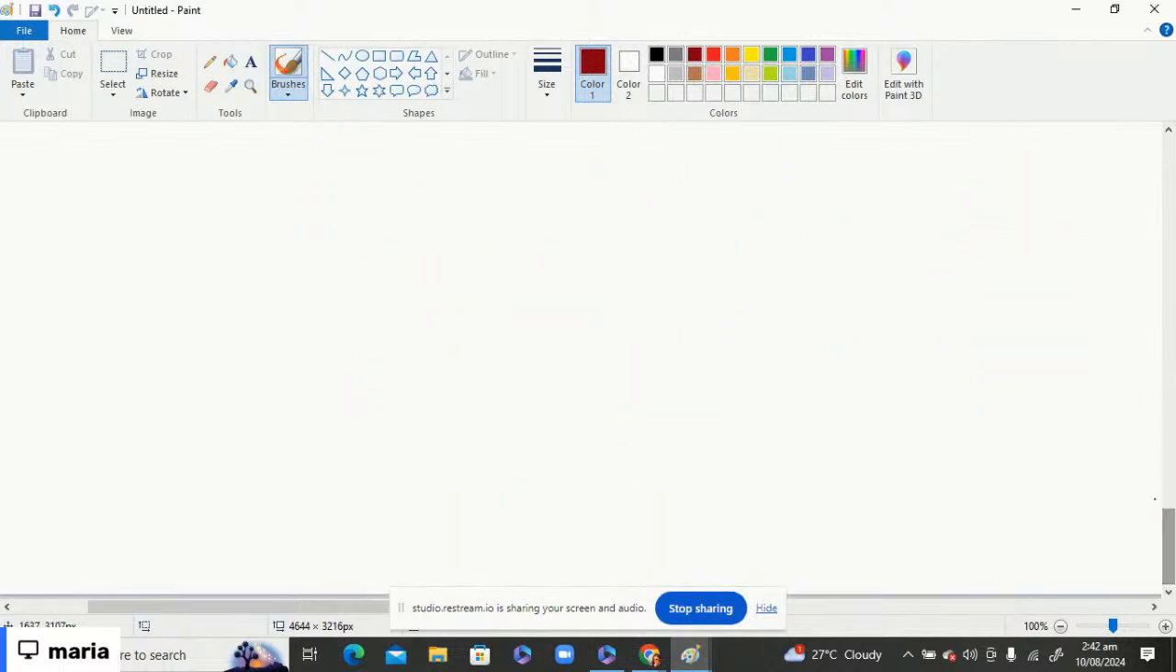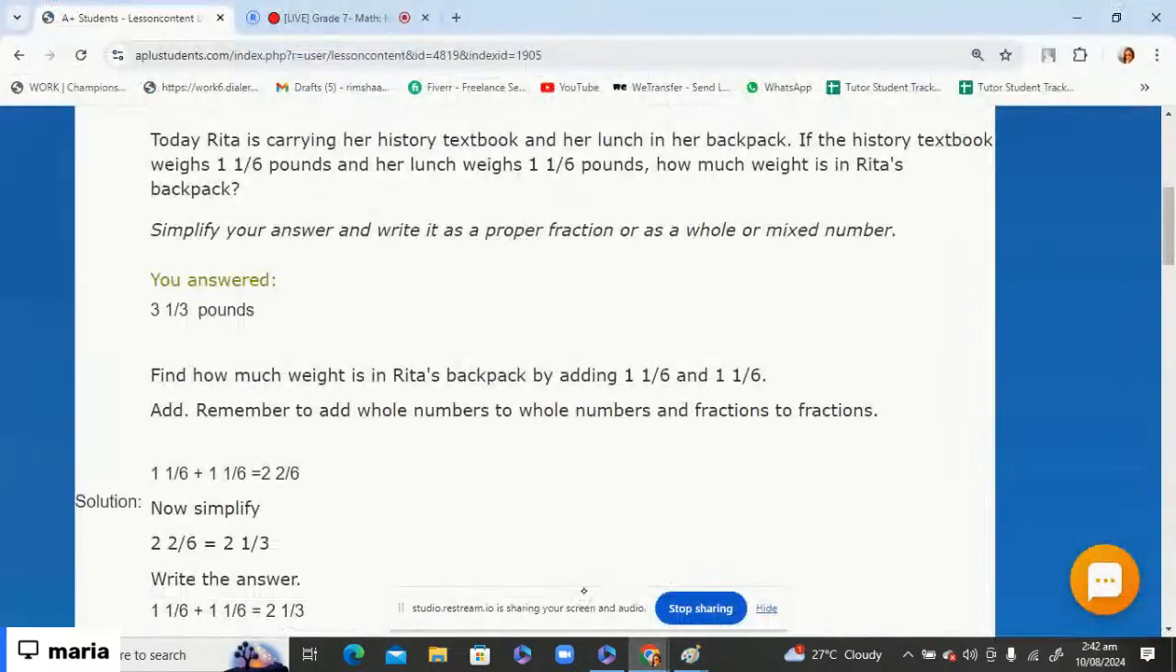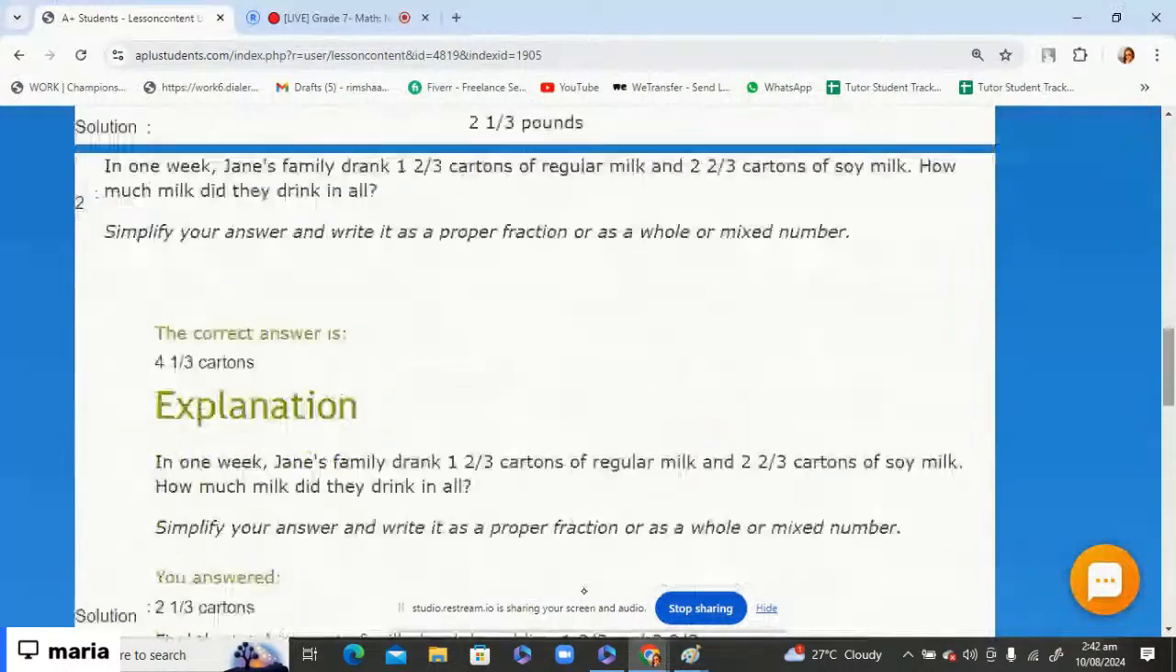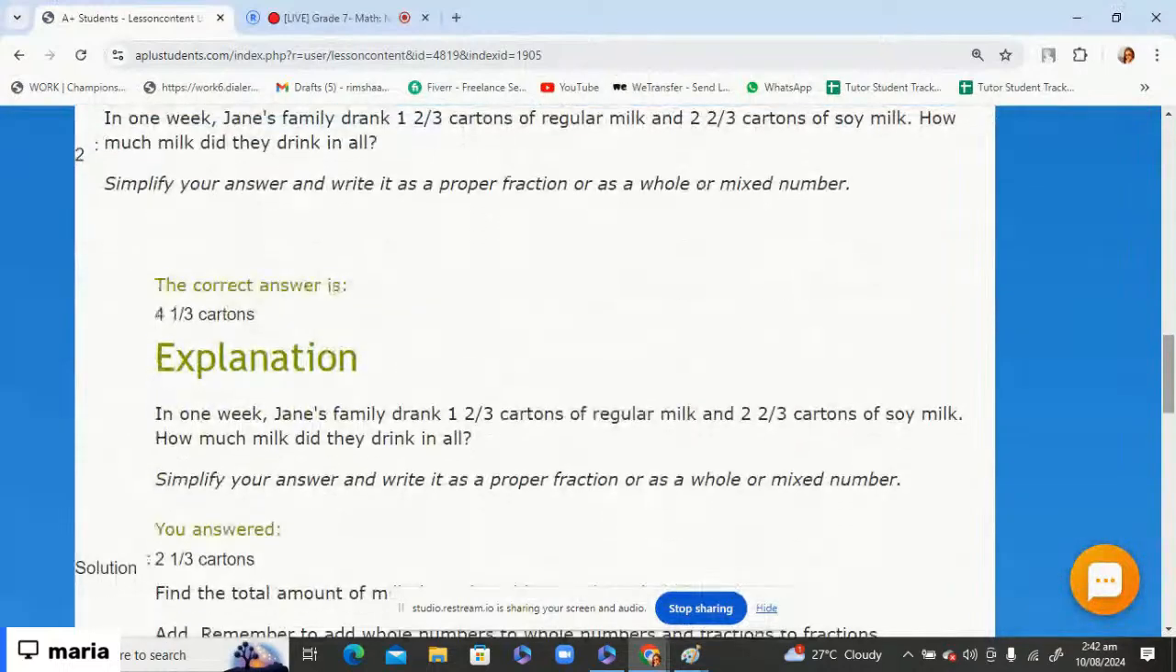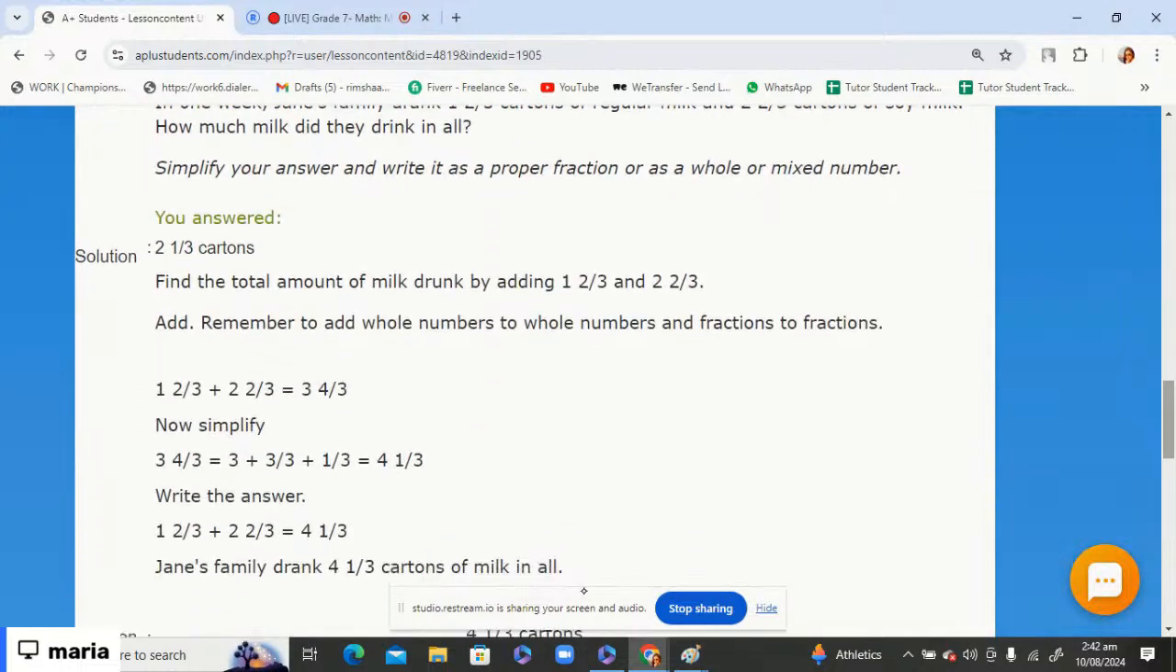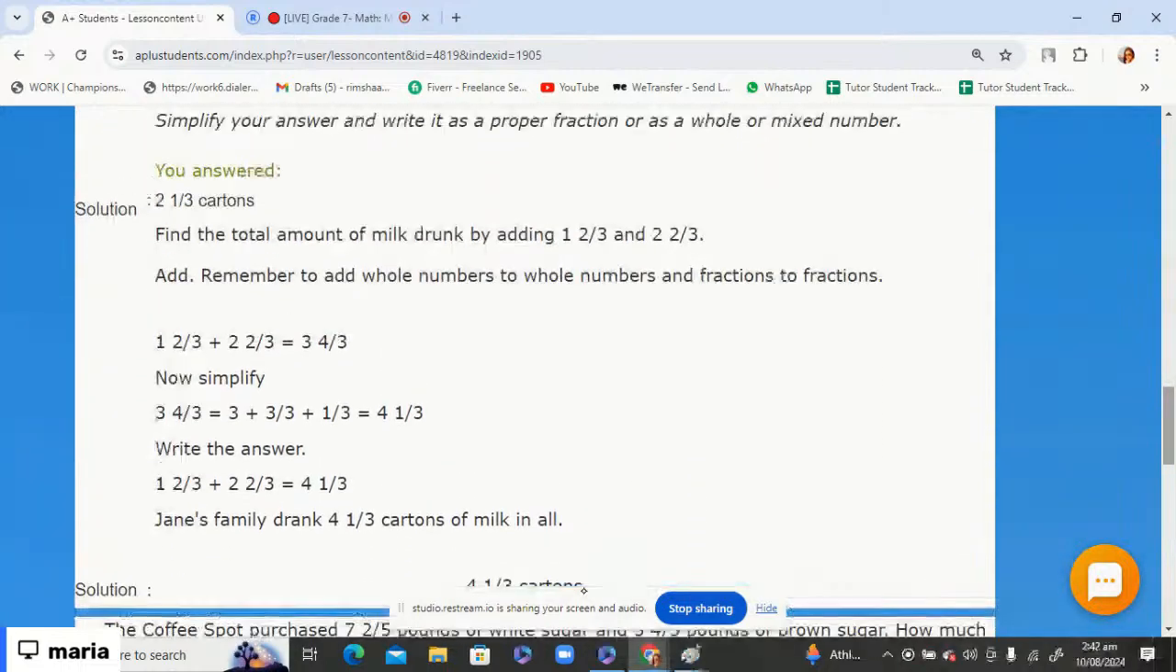Now let's do another. 2 into 3 by 4. Yeah, let's do the question here. In 1 week, Jenny's family drank 1 into 2 by 3 cartons of regular milk and 2 into 2 by 3 cartons of soy milk. How much milk did they drink in all? 1 into 2 by 3 and 2 into 2 by 3. So this is again the same thing. How can we solve it?